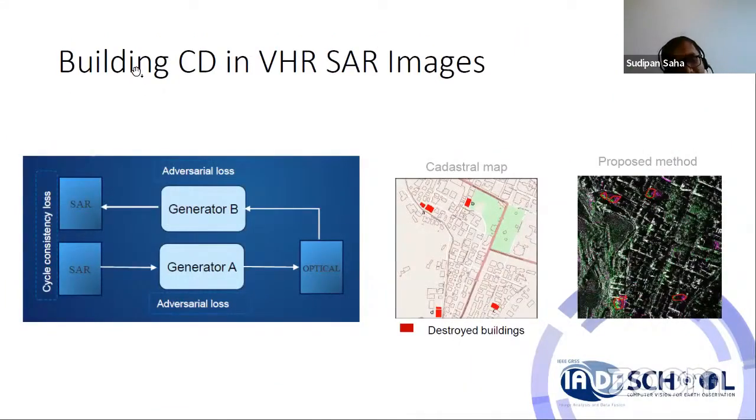This is another use case, building change detection in very high resolution SAR images, where what we are trying to do is pretty much similar. I'm not going into all the details of the deep change vector analysis, but what is very interesting here is that when we did this work, there was no particular model trained for the feature extractor. The deep change vector analysis depends on the assumption that you have a feature extractor model, right? But at that point in time, there was no feature extractor model available for very high resolution SAR images.